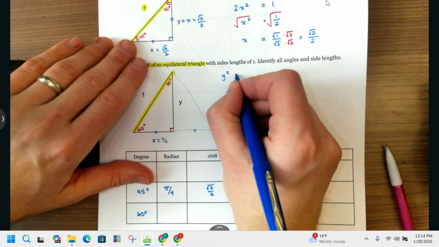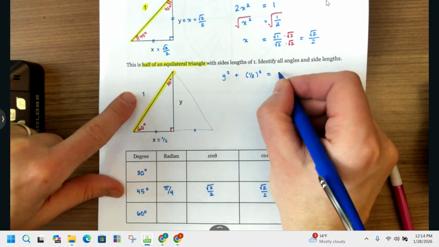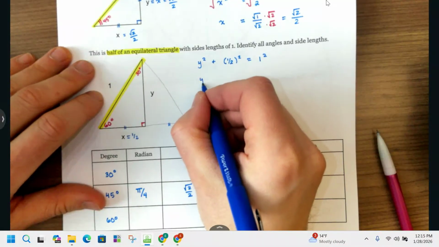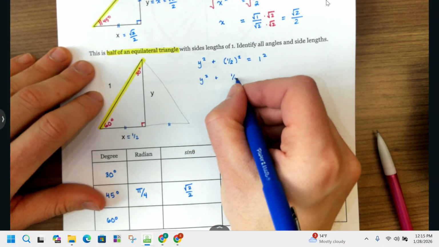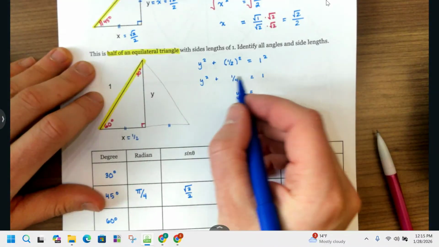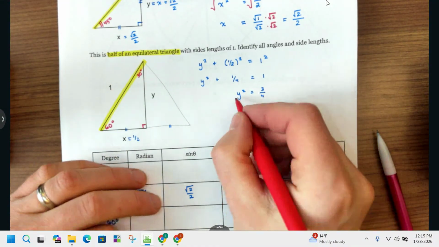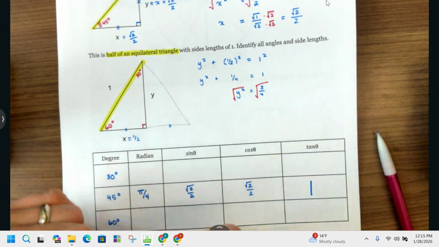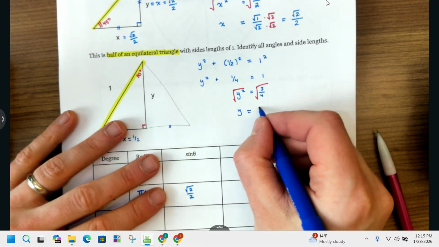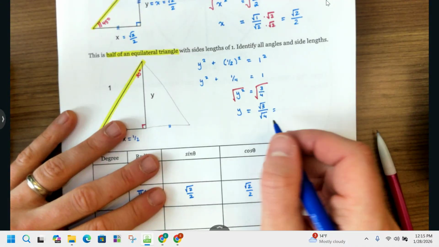y squared plus the other leg, a half, squared is equal to 1 squared. So y squared plus a quarter is 1. So y squared is equal to, subtract 1/4 from both sides and you get 3/4. Root, and you get that y is equal to the square root of 3 divided by the square root of 4. We know the square root of 4, that's 2.